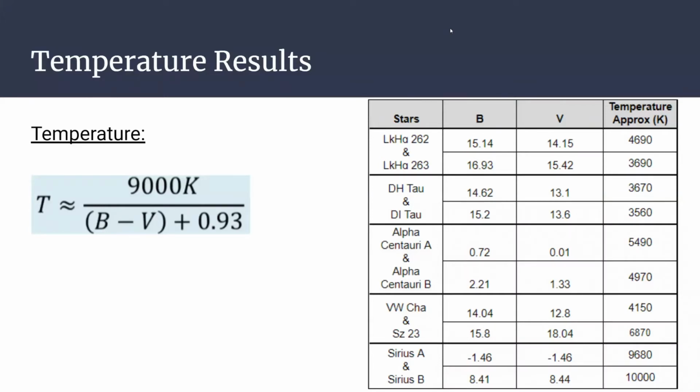The temperature for each star was one of the first calculations that we did. The B and V magnitudes were taken off SIMBAD, and using the equation shown here, the approximate temperature in degrees Kelvin was calculated and tabulated for each star.